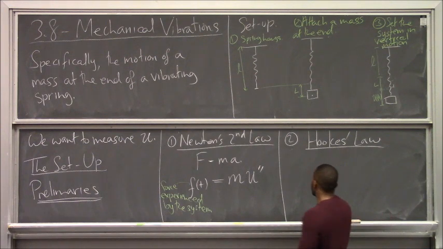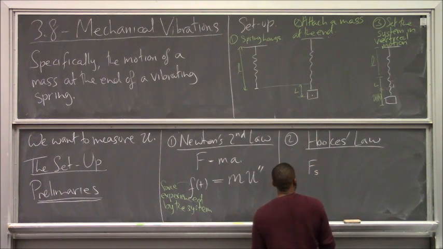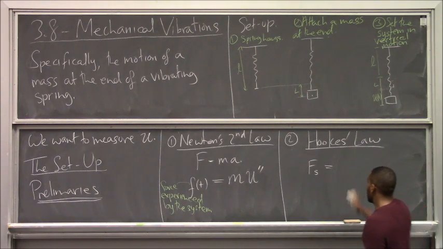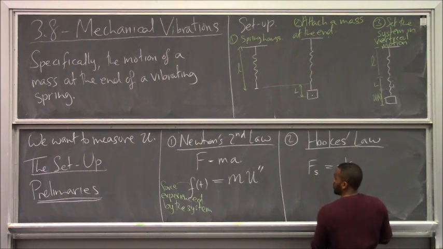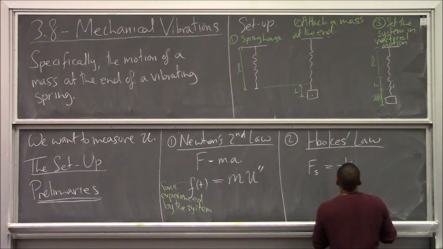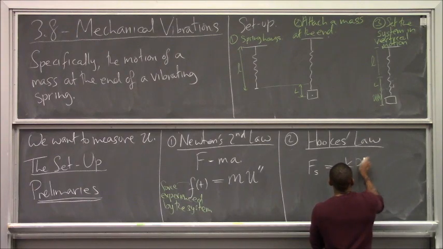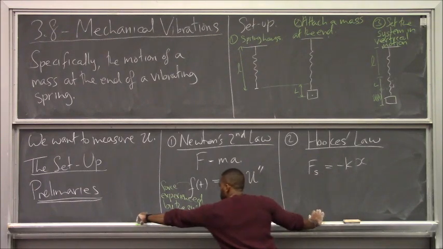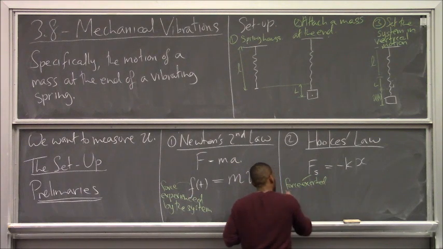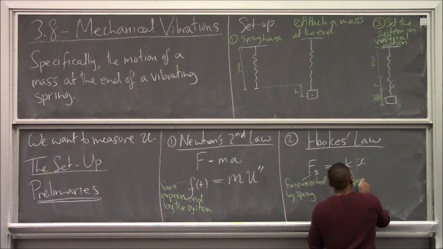F is kx. So let's say F sub S is the force exerted by the spring itself. What does that mean? Negative. Isn't it negative k absolute value of x? Well, technically the k we always think of as positive. But here we're going to look at x, where F sub S is the force exerted by the spring. k is what we call the spring constant.